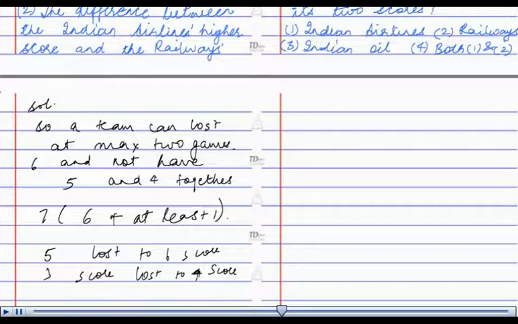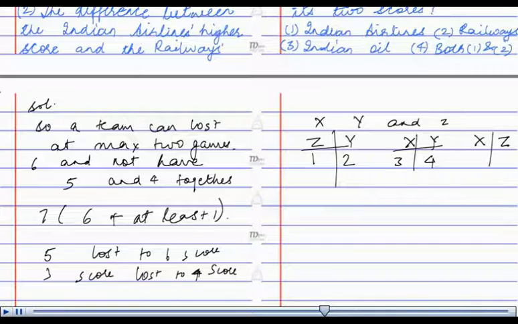So the 1 score and the 2 score go together, and the 6 and the 1 were scored by the same team. Let's assume the teams be X, Y and Z. When the match is of Z and Y, the score will be 1, 2. When the match is of X and Y, the score will be 3 and 4, and when X and Z, the score will be 5 and 6.